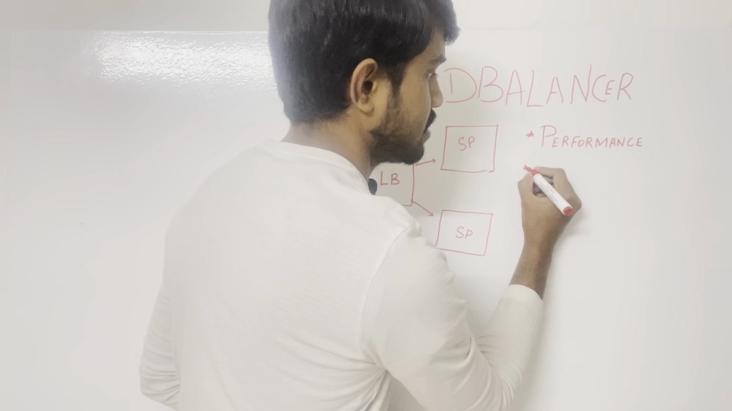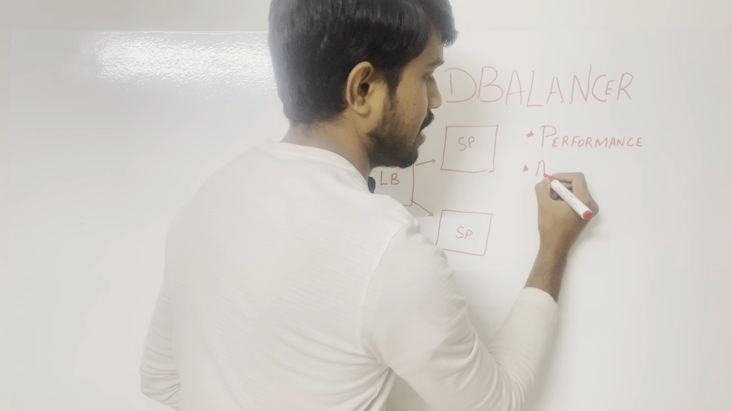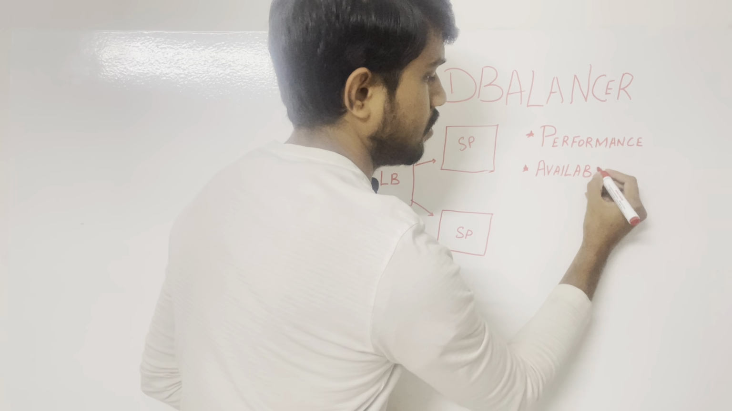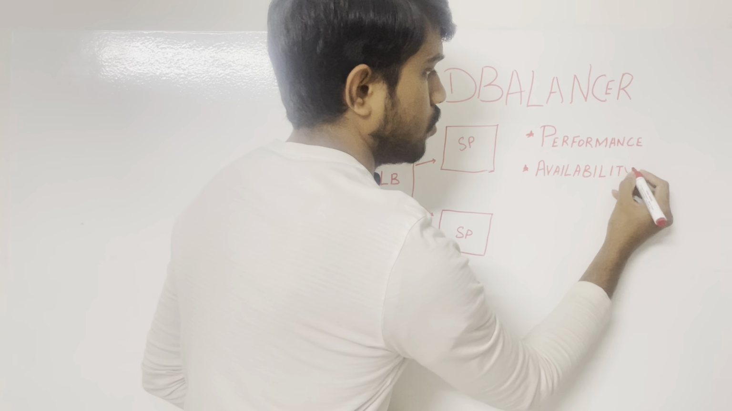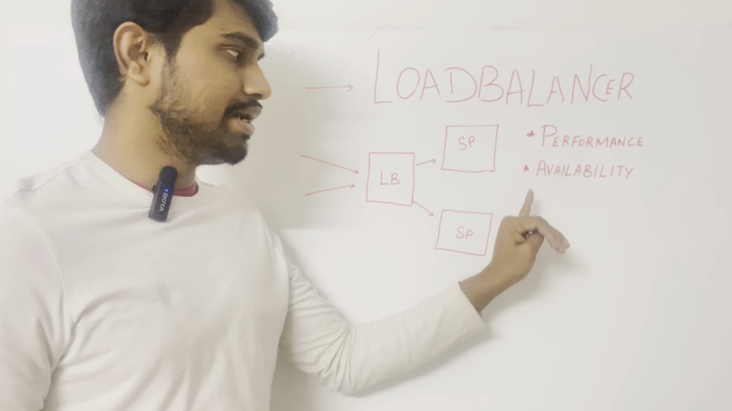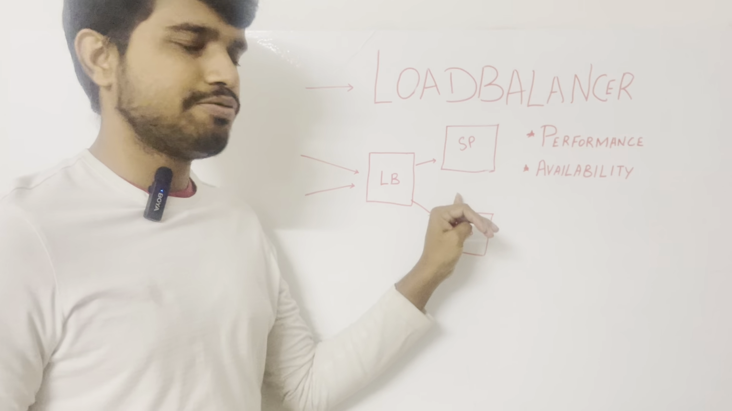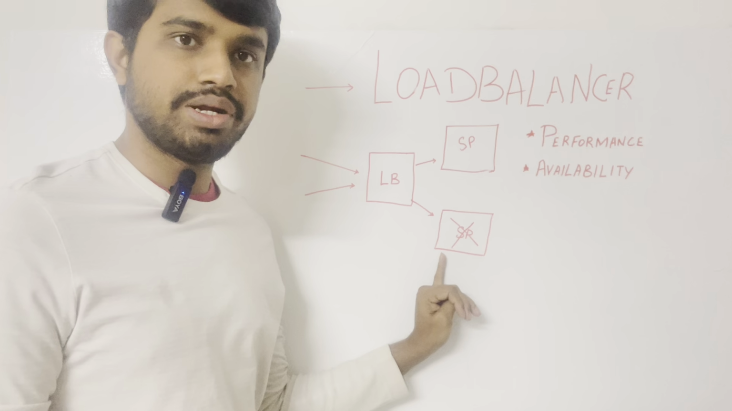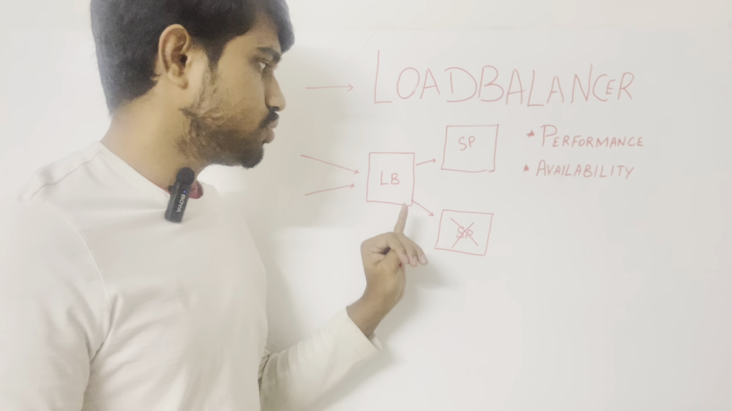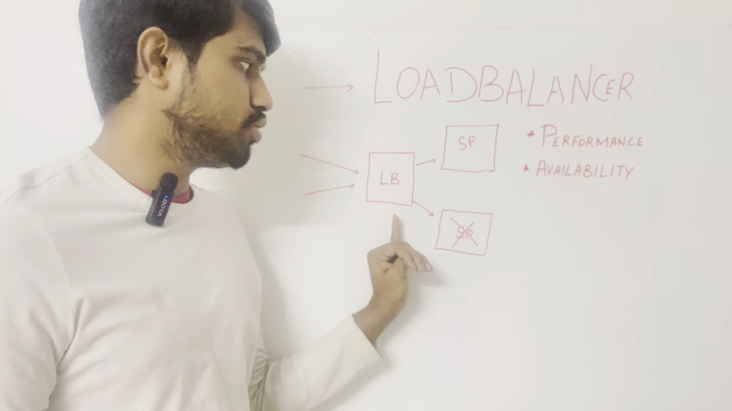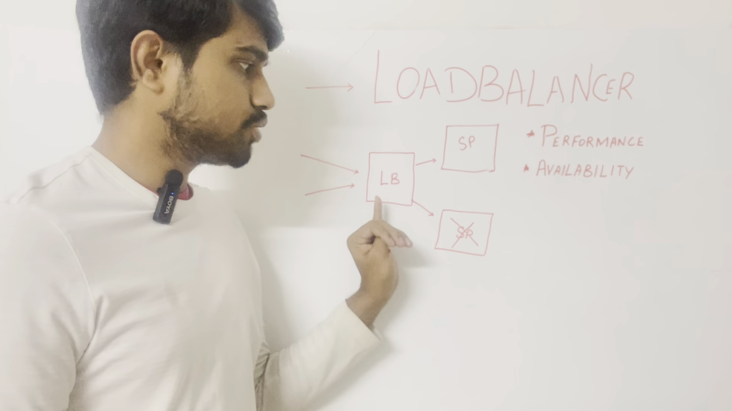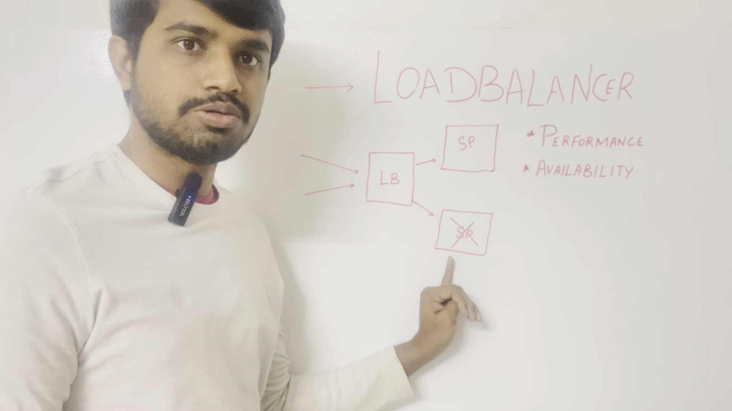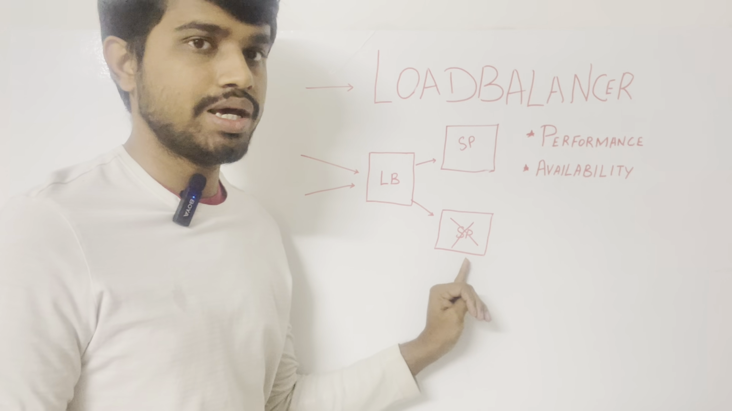The second one is availability. What we mean by availability in internet terms is, say for example, this server goes down. For example, this computer got corrupted and is not working. The load balancer has a mechanism to know that this server is not there. So if 1 lakh requests come, it will not send 50,000 here, where they would go to waste because the server cannot handle those requests.